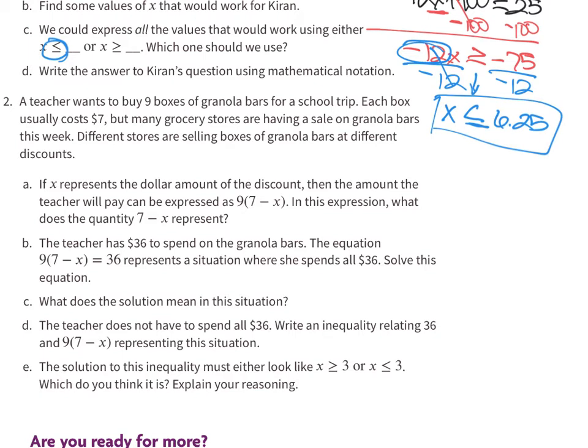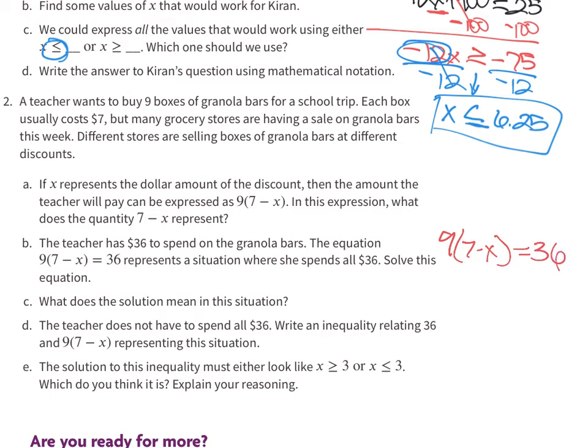Oh, we just talked about it. $7, but we're going to take away the discount. So 7 minus x equals the new discounted price. A teacher has $36 to spend. The equation 9 times 7 minus x equals 36 represents the situation. So solve this equation. So let's write it out over here on the side. 9 times 7 minus x equals 36.